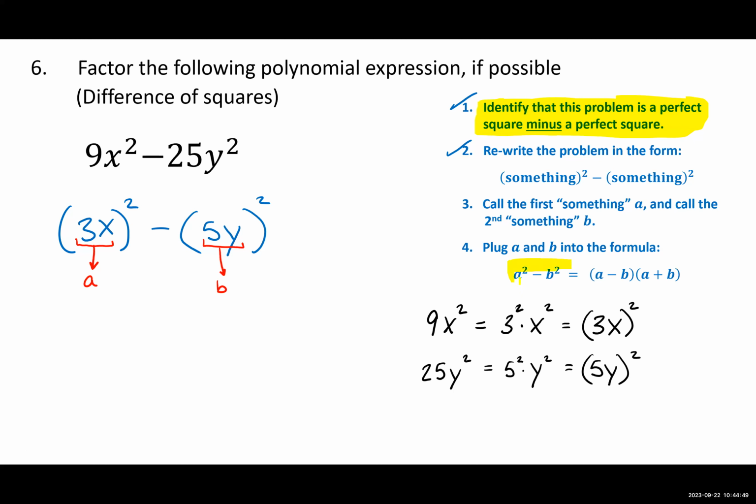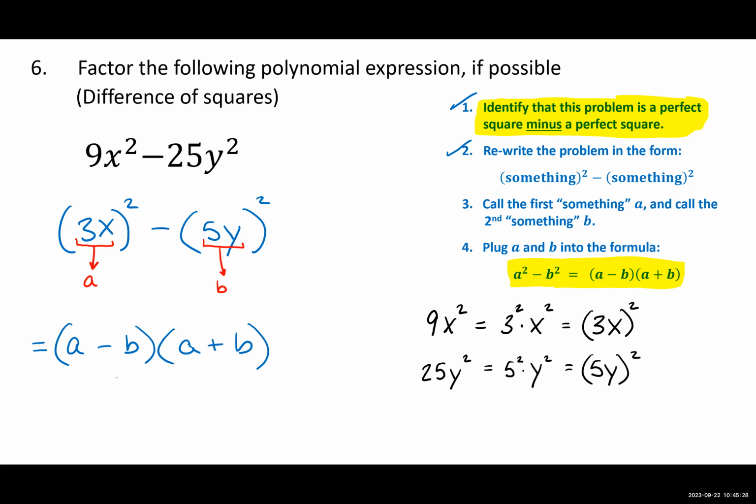On the right in step 4, this is our formula for difference of squares. This is to factor. If the original problem is of the form a squared minus b squared, then the answer is always going to look the same. (a minus b) times (a plus b).